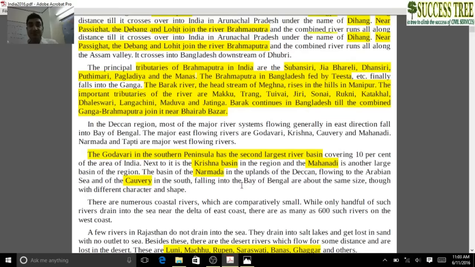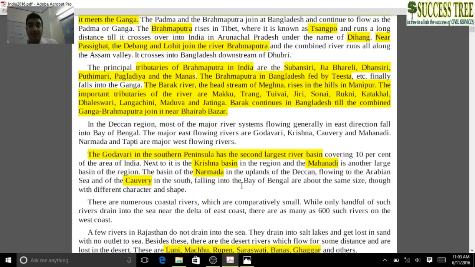In our peninsula we have major river basins, Krishna. Godavari is the largest river basin in peninsular India, and second largest in India. River basin means the area being drained by the river, the main river and its tributaries. So Godavari is the largest river basin in southern India and in peninsular India, followed by Krishna, Mahanadi, Narmada and then Kaveri.